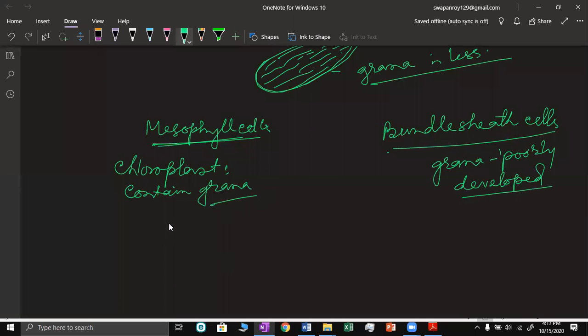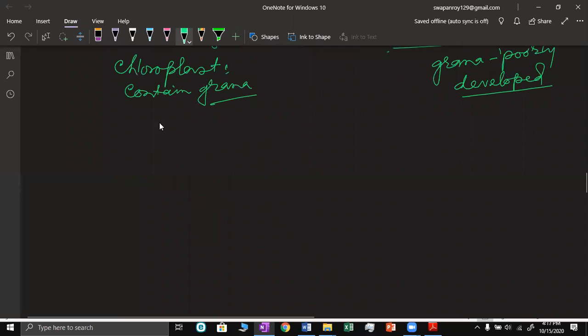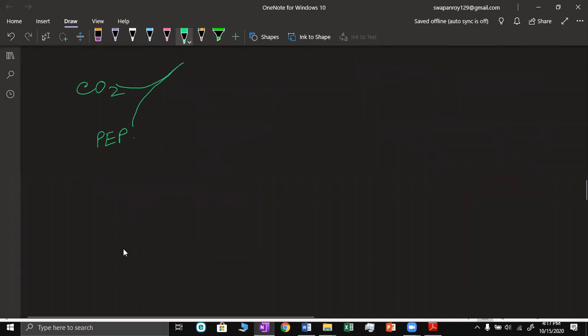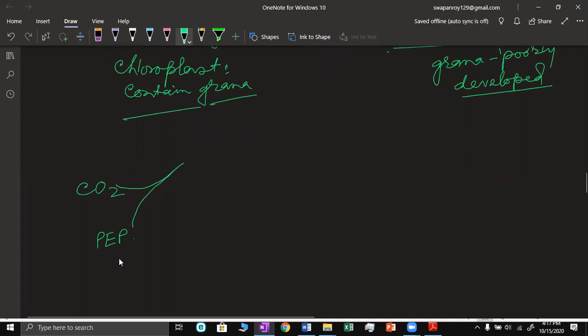Now what is happening? Actually in this cell, in this plant, the carbon dioxide is accepted by a compound which is known as PEP. PEP stands for phosphoenol pyruvic acid.